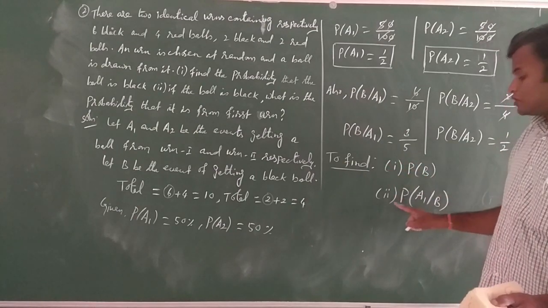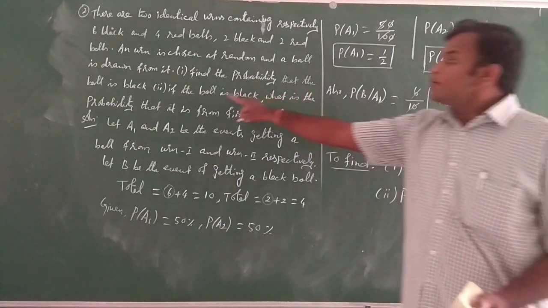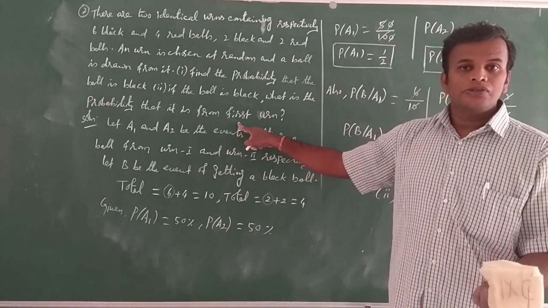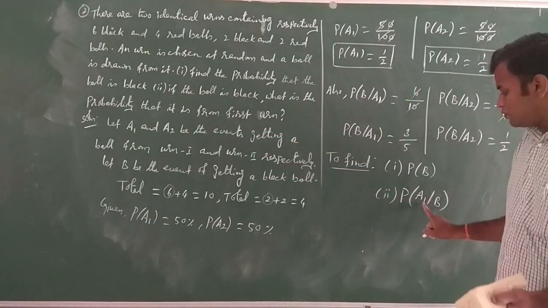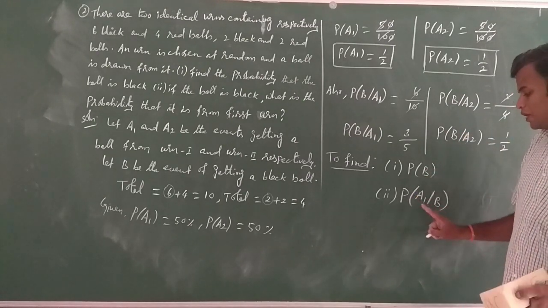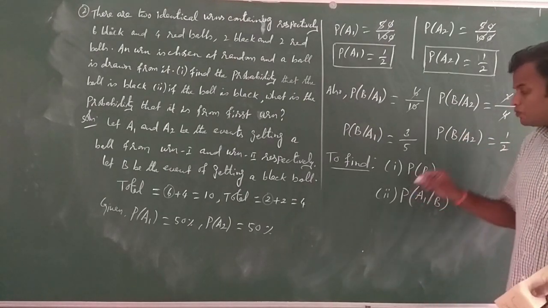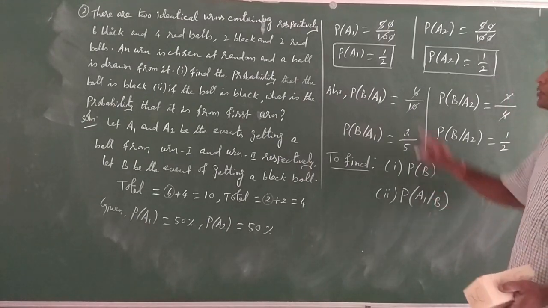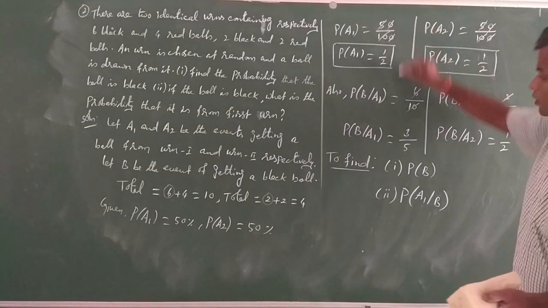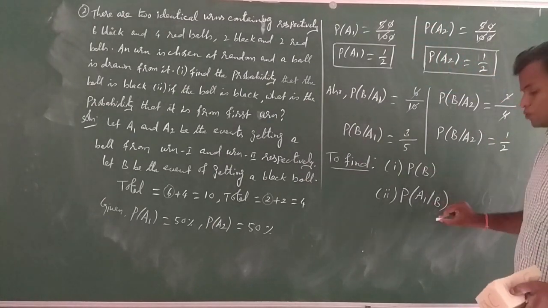Suppose this is the question for the second submission: if the ball is black, what is the probability that it comes from the first hand? We find A, but it is from the first hand, so it is P of A1 by A. Now to find these two values, all the values are given in the question. We must write all the values.